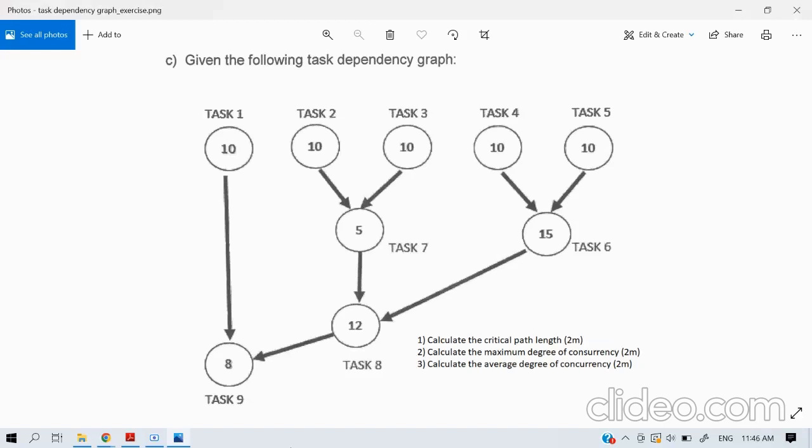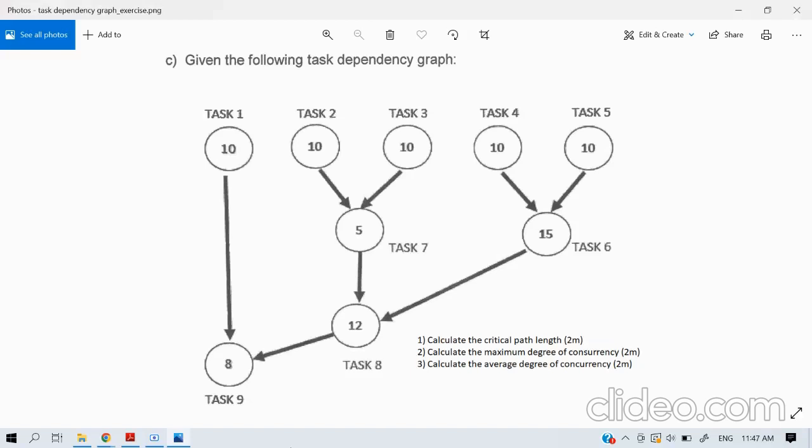Okay, so the answer for number one? 45. 45, correct, okay, correct. Medium also got 45. Okay, maximum degree of concurrency. 5, correct. Because at level 1, it can run up to 5 tasks, right? Alright, good. Next one, average degree of concurrency. 2, okay. Yes, 90 over 45. Okay.